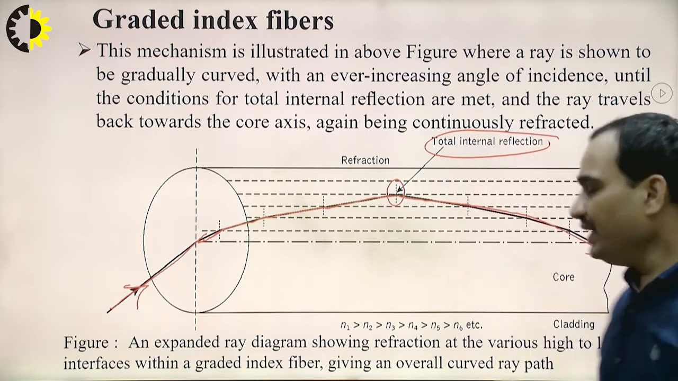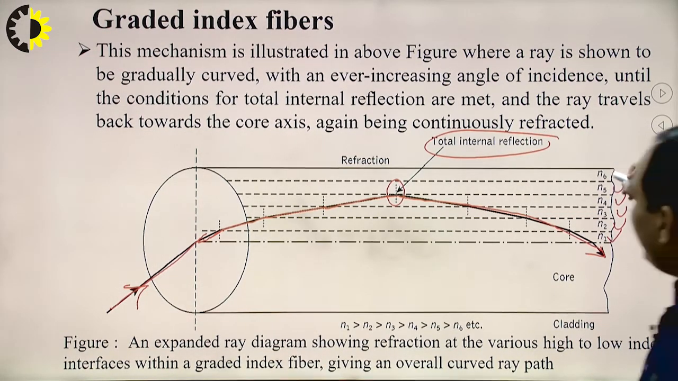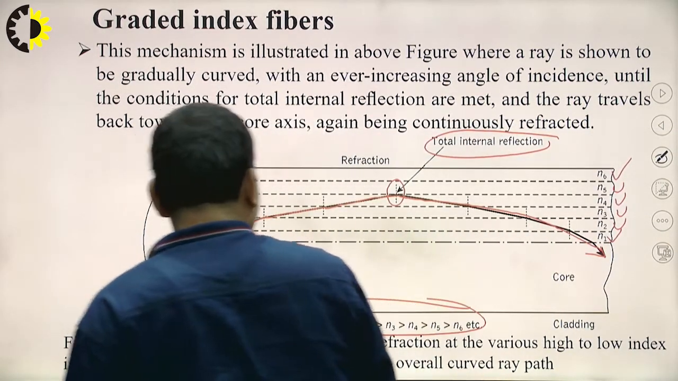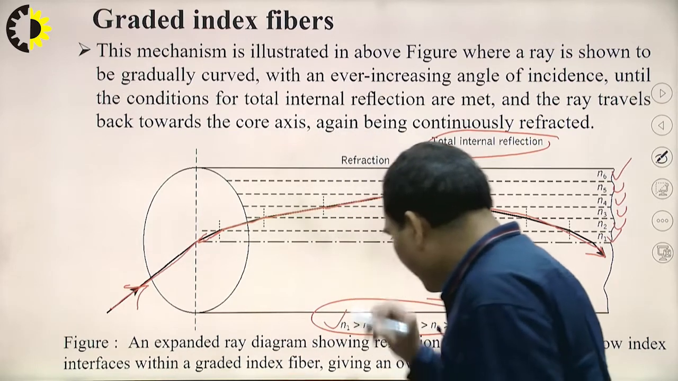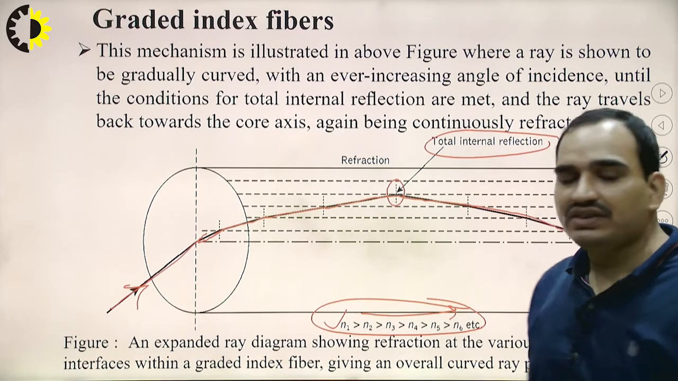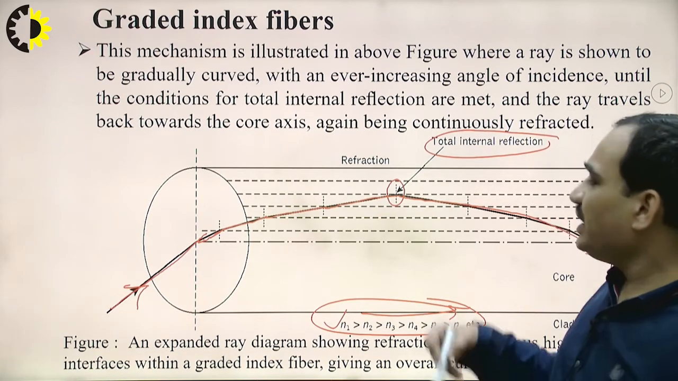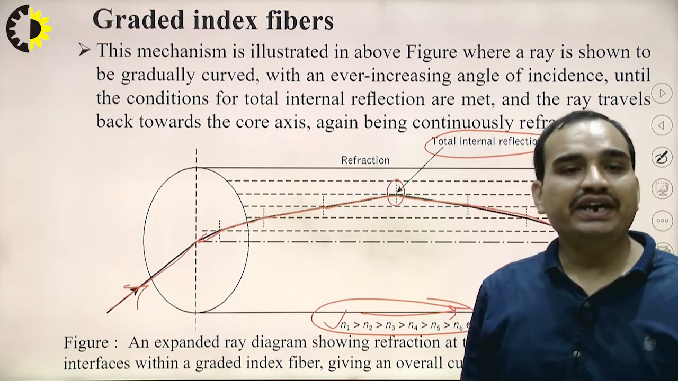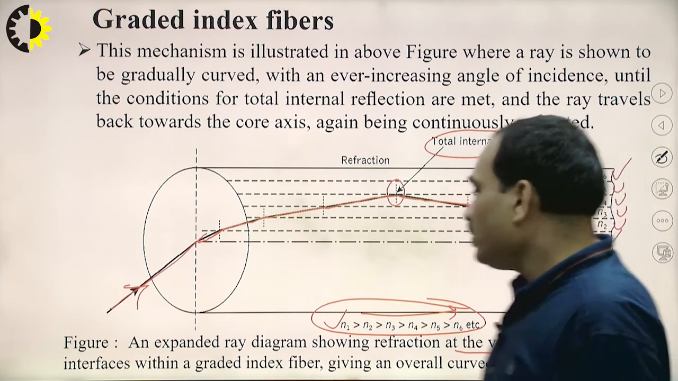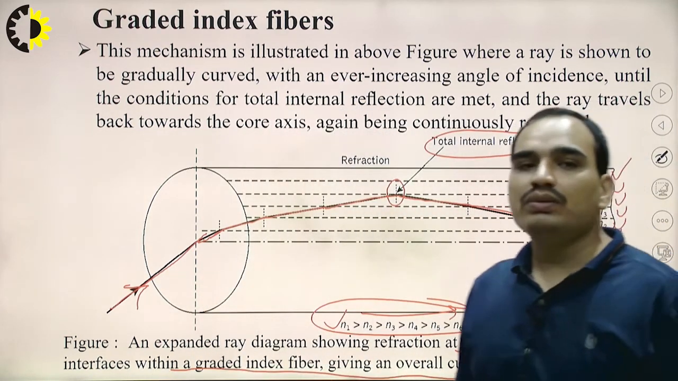So here we can see the refractive index is changing from n1, n2, n3, n4, n5 and n6, where the value of the refractive index n1 is having the highest value, then it is decreasing with the distance, that is n1, then n2, then n3, then n4, then n5, n6 and so on. So an expanded ray diagram showing the refraction at the various high to low refractive index interfaces with a graded index fiber giving an overall curved path.